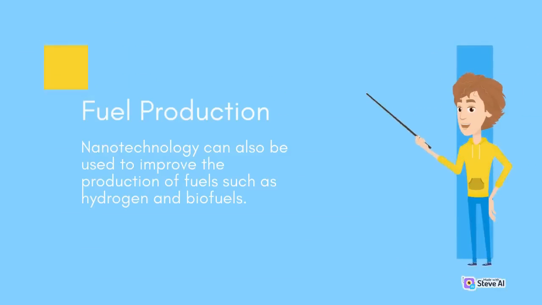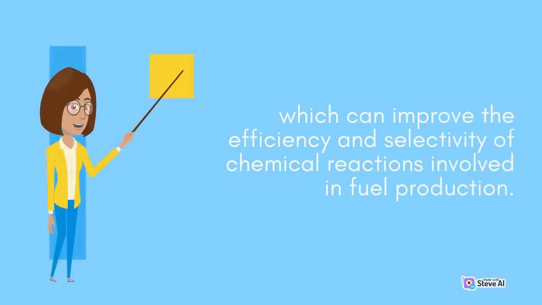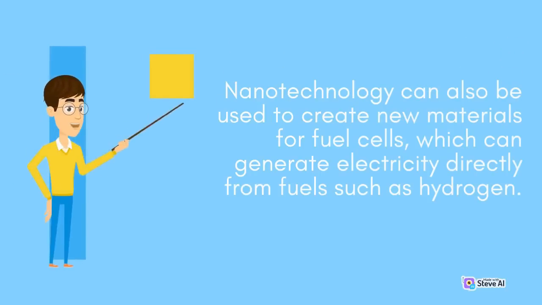Fuel production. Nanotechnology can also be used to improve the production of fuels such as hydrogen and biofuels. For example, researchers are developing catalysts made of nanomaterials such as graphene and metal nanoparticles, which can improve the efficiency and selectivity of chemical reactions involved in fuel production. Nanotechnology can also be used to create new materials for fuel cells, which can generate electricity directly from fuels such as hydrogen.